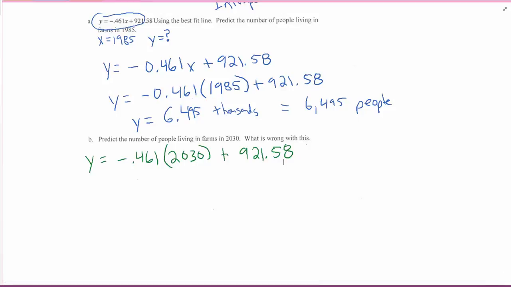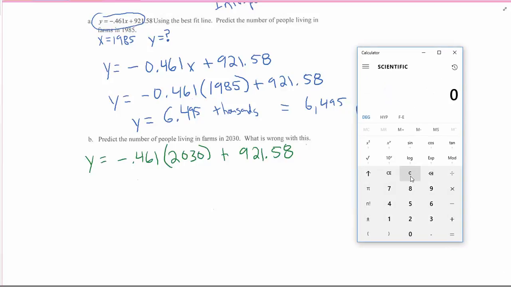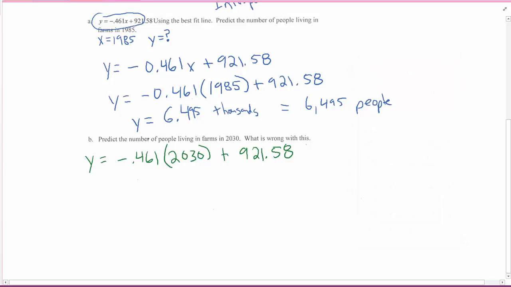So if we go ahead and put this in the calculator, 0.461, make that negative, times 2030, and then add in 921.58, we get negative 14.25. So y comes out to be negative 14.25 thousand people.